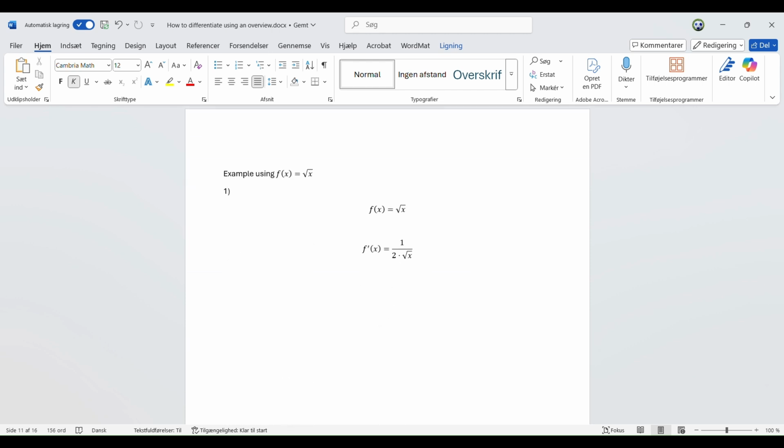Then we've got the square root function. So we just have a look at our overview. So the square root of x is over here. And the derivative, first order derivative of that function is 1 divided by 2 times the square root of x. So let's have a look. We just write that out. So if we've got our function called f of x equals the square root of x, we just write f prime of x equals 1 divided by 2 times the square root of x.